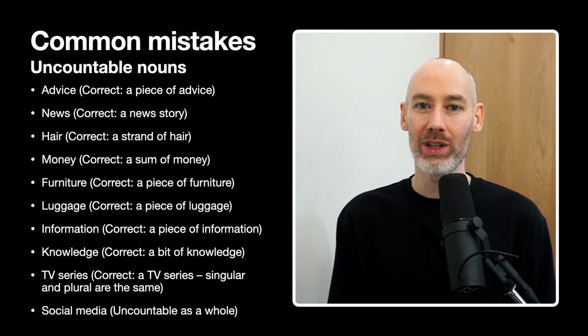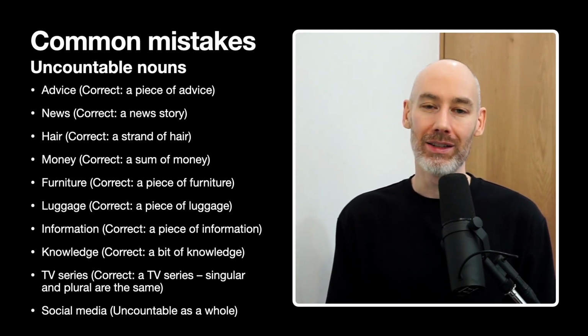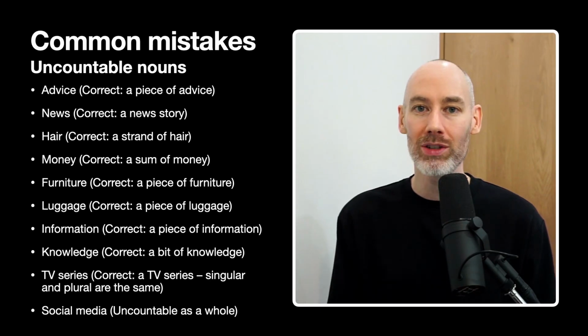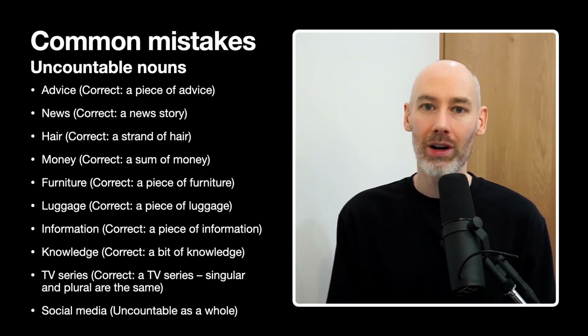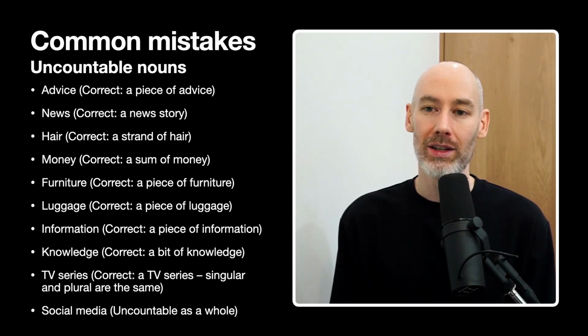And if we wanted to count individual ones, we'd have to say a strand of hair, a piece of hair. Okay, hair is uncountable. Next, money. Again, very confusing. We can count dollars, we can count cents, we can't count money. It is uncountable. So we have to say an amount of money or a sum of money. We need to use a counter expression like that.